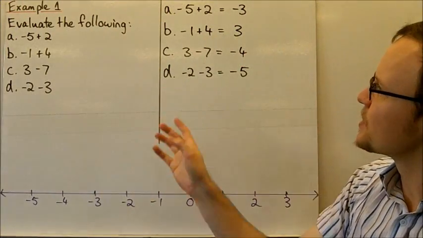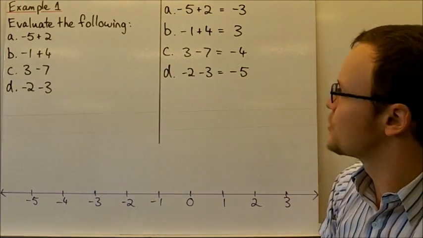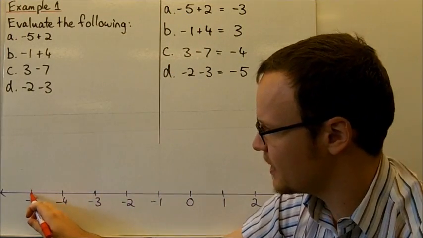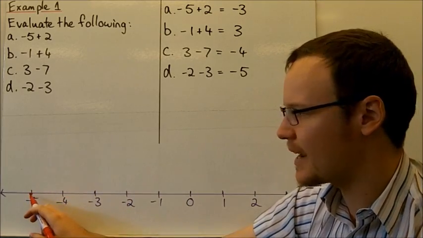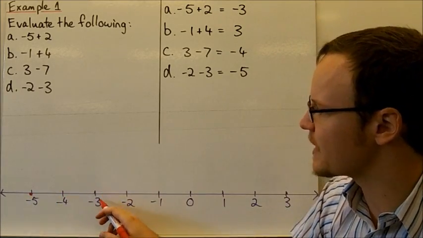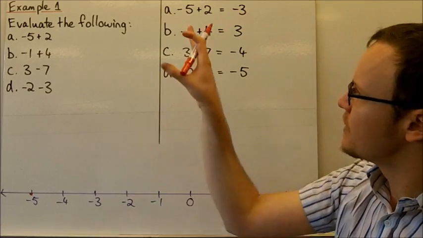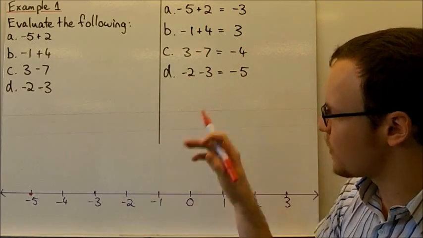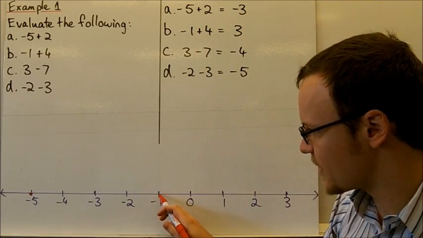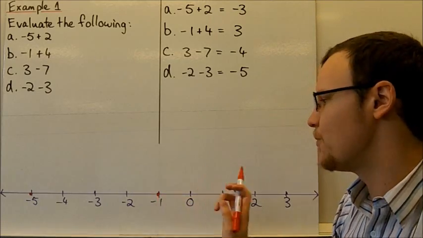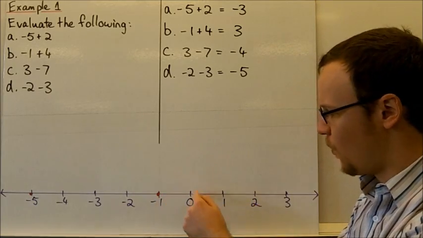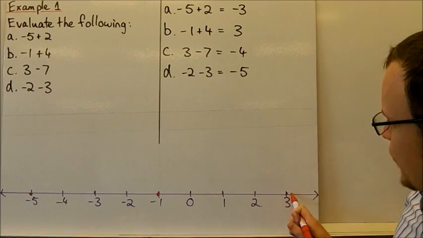Looking at a few examples here. Negative 5 plus 2: if we start at negative 5 and add 2, we're getting bigger, moving to the right, and we get to negative 3. Negative 1 plus 4: starting at negative 1, if we add 4 we're going to the right, getting bigger, 1, 2, 3, 4, and we get 3.